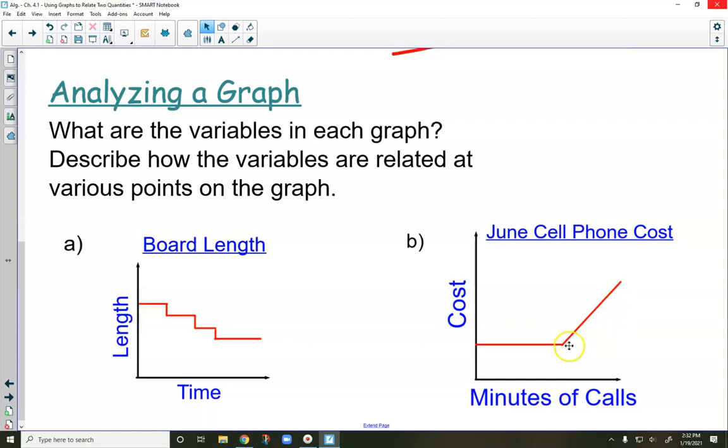Okay, so as you can see, it'll quickly go up at a constant rate for each minute after your allotted amount of minutes.